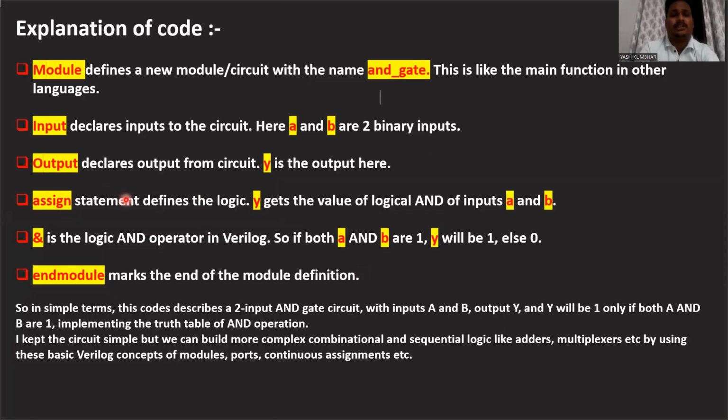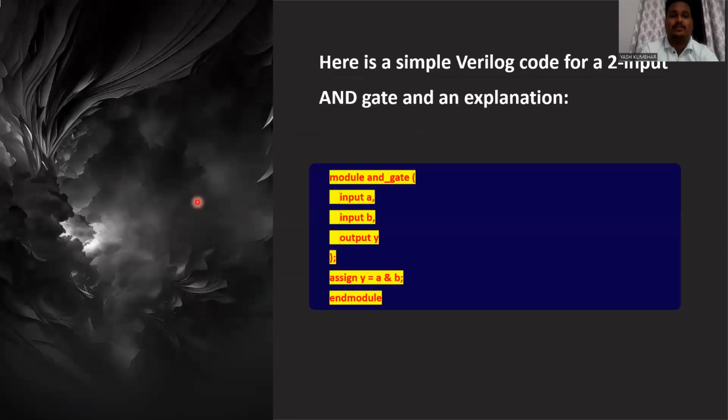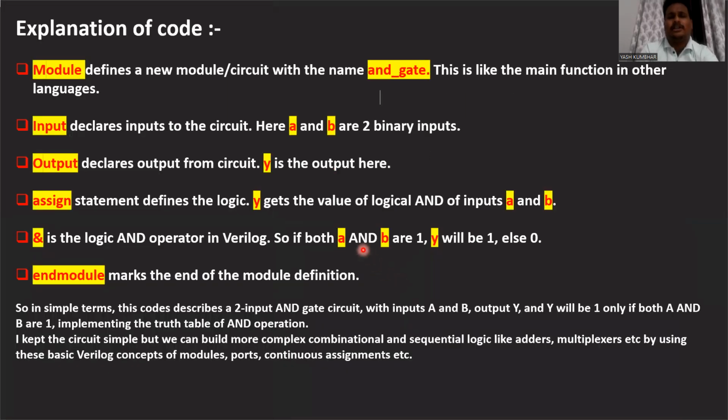Assign statement: the keyword assign defines the logic where we are assigning the value to Y from A and B. Y gets the value of the logical AND of inputs A and B. The AND operator is the logical operator in Verilog, as you all know, AND is a logical operator in all languages. So if both A and B are 1, Y will be 1, else 0. This is the truth table we will see further.